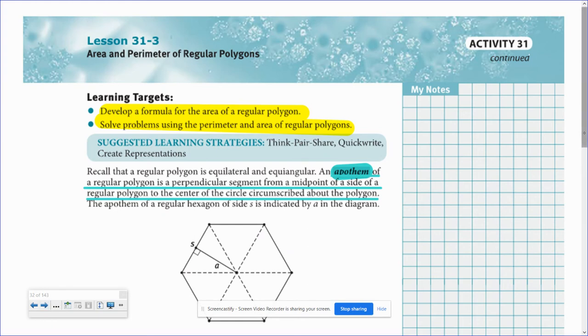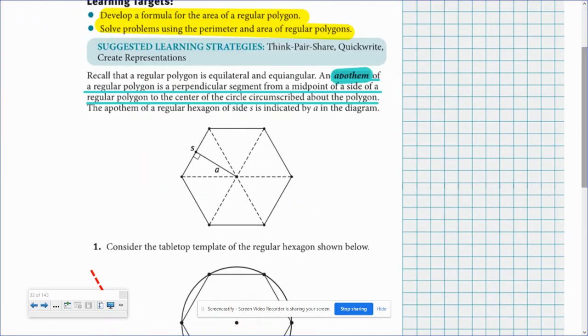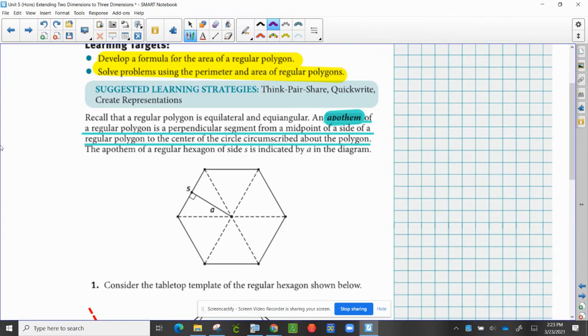We're going to start off with a new vocabulary word, and that is an apothem. An apothem of a regular polygon is a perpendicular segment from a midpoint of a side of a regular polygon to the center of the circle circumscribed about the polygon. Now that's a very wordy definition, so let me try to explain what that is saying here. We have this regular polygon, meaning all sides are congruent.